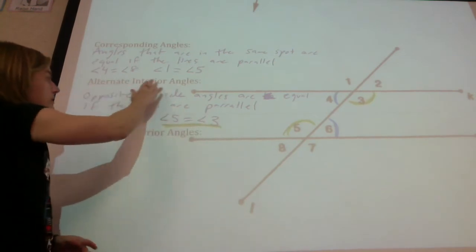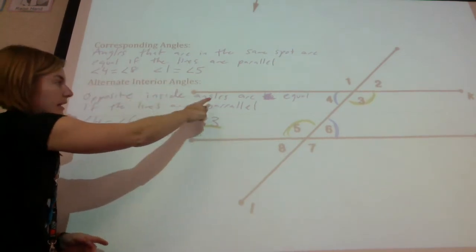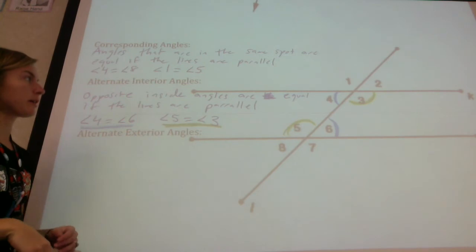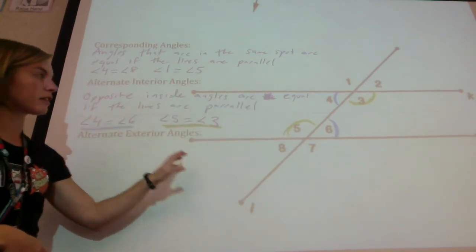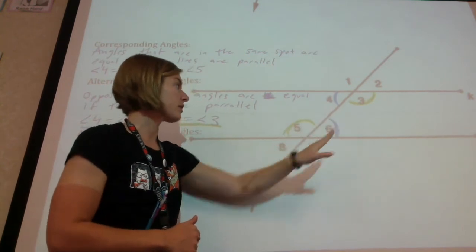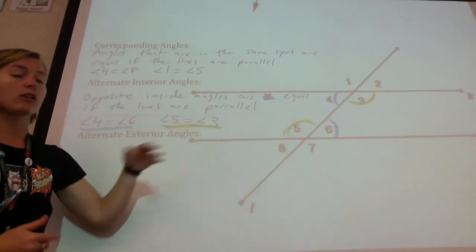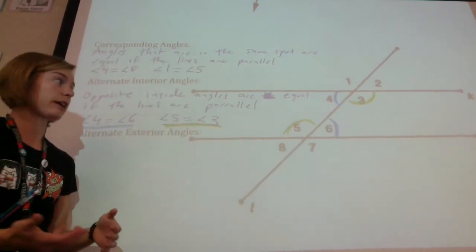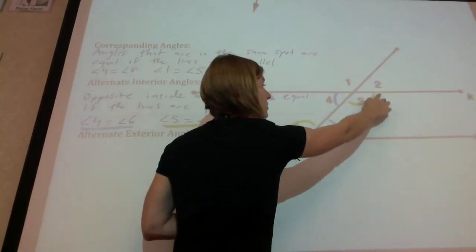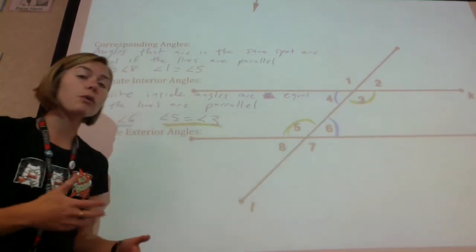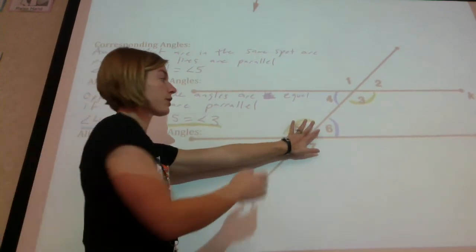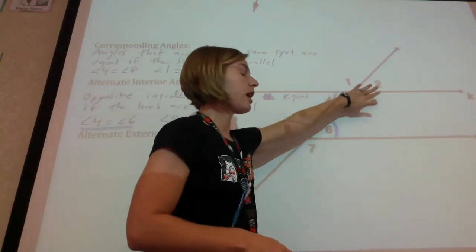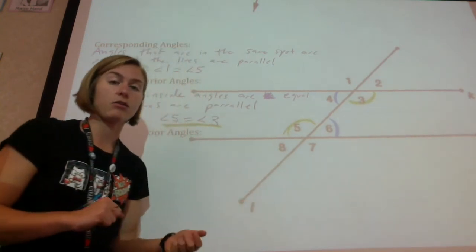Alright, so alternate interior angles, the opposite inside angles, are equal if the lines that are being cut are parallel. So like 4 and 6, I did them in blue, so it helps you remember. And then 5 and 3 are also alternate interior angles. So those are going to be equal to one another. And again, you can always prove that they're equal to each other using patty paper. So you'd lay it over, trace it out, and then just move it and lay it on top, and that shows that it is the same angle.